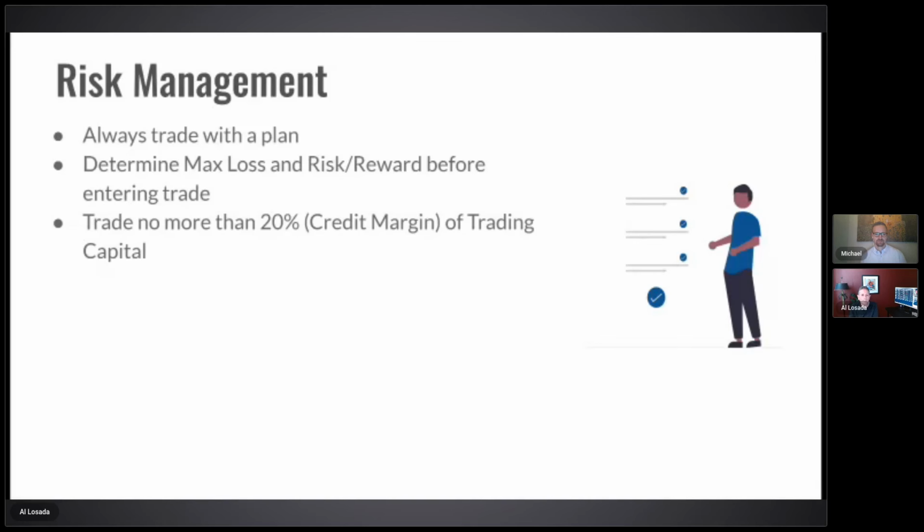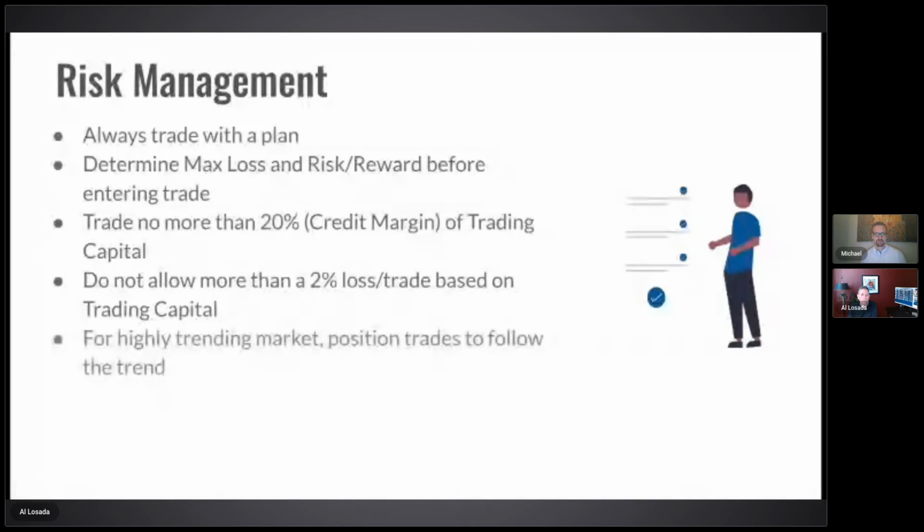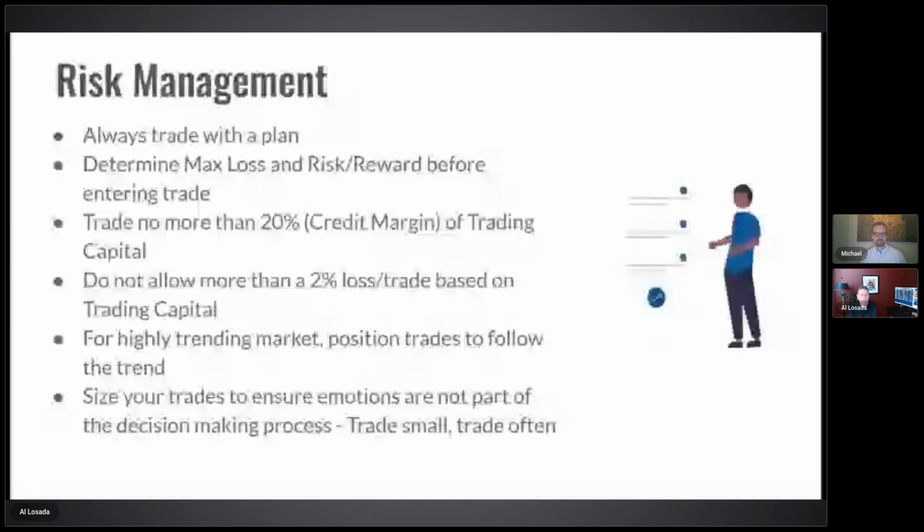Okay, trade no more than 20% capital at risk in your account, and don't allow more than 2% or even 1% per trade, allowing your loss to be a large loss. Okay, and for highly trending markets, you want to position your trades to follow that trend. And then size your trades to ensure that emotions are not part of the decision-making process. I always say trade small, trade often, especially at the beginning, and then you can gradually go up and up and up as your experience becomes better and better.